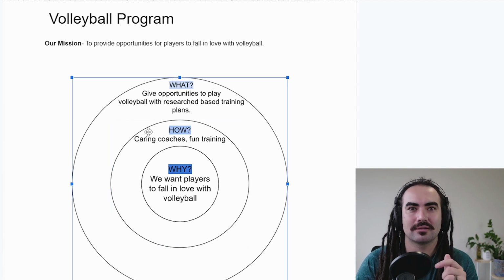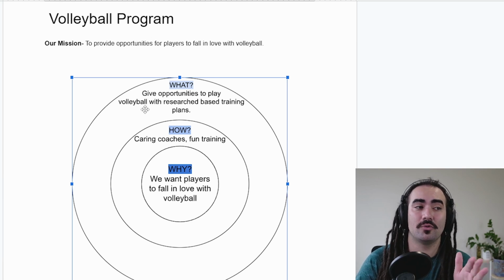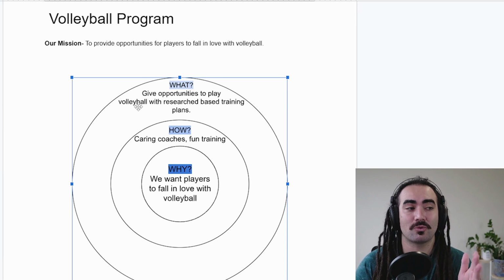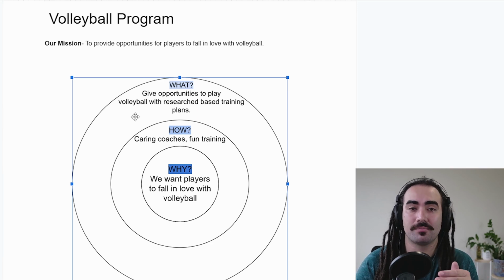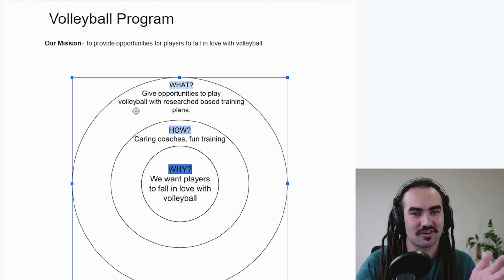What are we doing? The thing that most people focus on. We're coaching volleyball. Here I've put it: give opportunities to play volleyball with research-based training plans. That's what we're doing. We're giving opportunities for players to play with research.